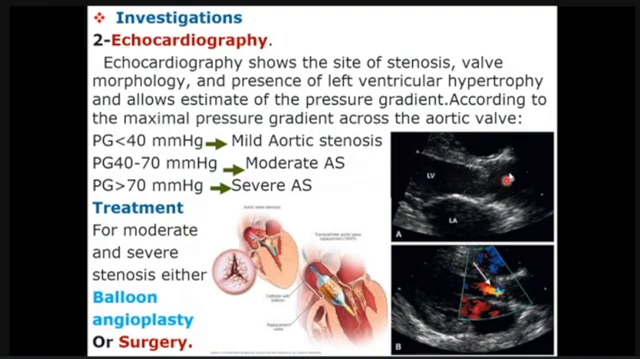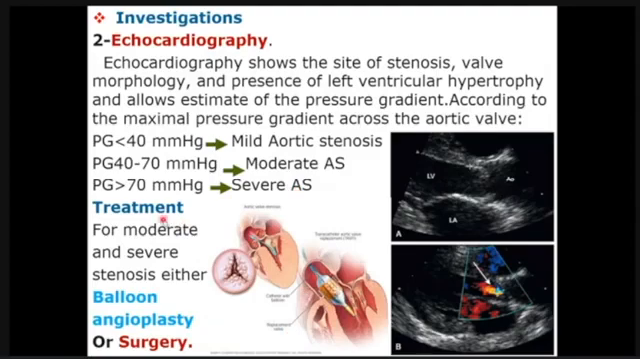According to this pressure gradient, which can be measured by echo, we classify aortic stenosis into mild, moderate, and severe. If this pressure gradient is less than 40, it is mild. For moderate, it is 40 to 70 millimeter mercury. If more than 70, it is severe aortic stenosis.